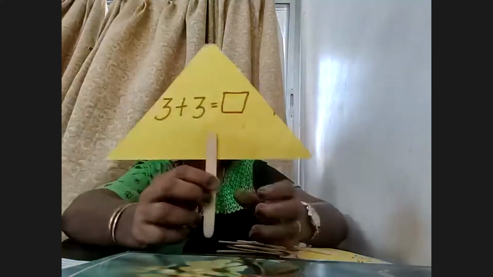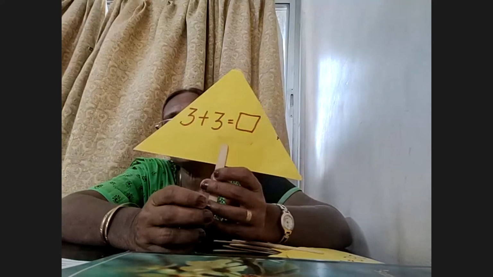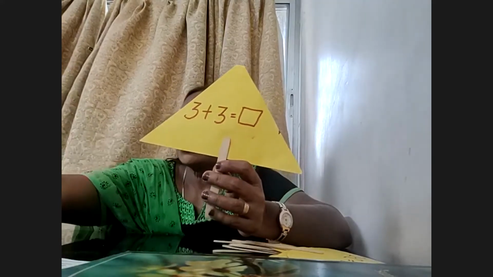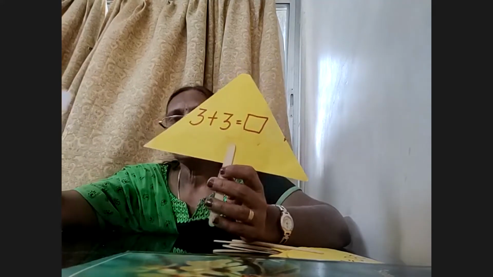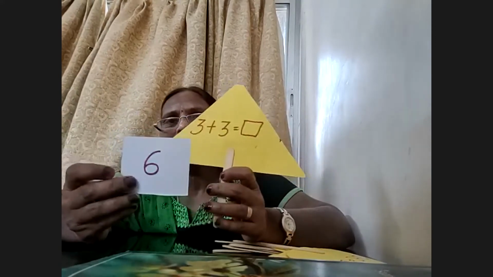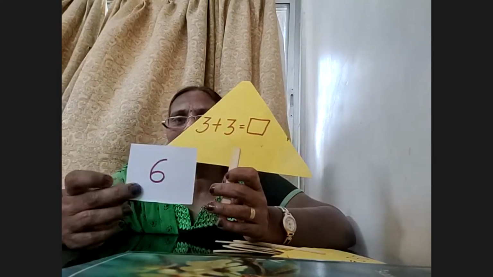3 plus 3 is equal to 6. 3 plus 3 equal to 6. Very good. Very clever children. 3 plus 3, 6. Very good.